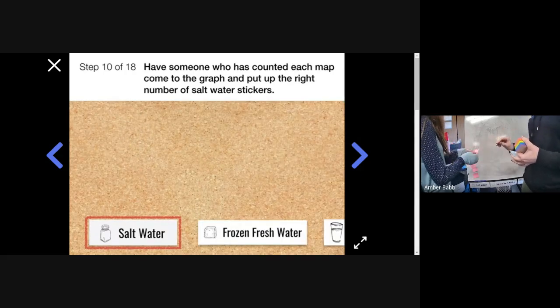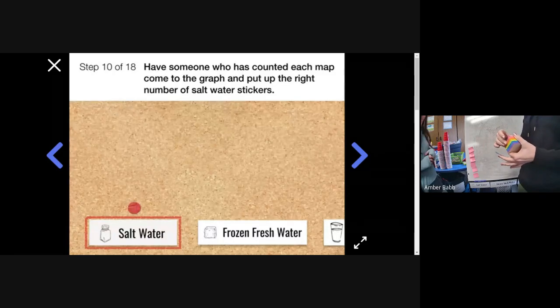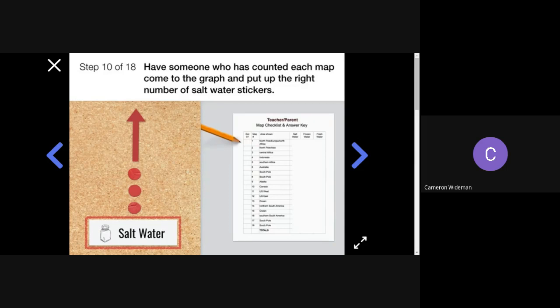3, 4. All right, thanks, Cam. Grace, I've got you for map 3. How many on question 4 for you? 3 stickers, remainder of 20. Okay, hang on right there.